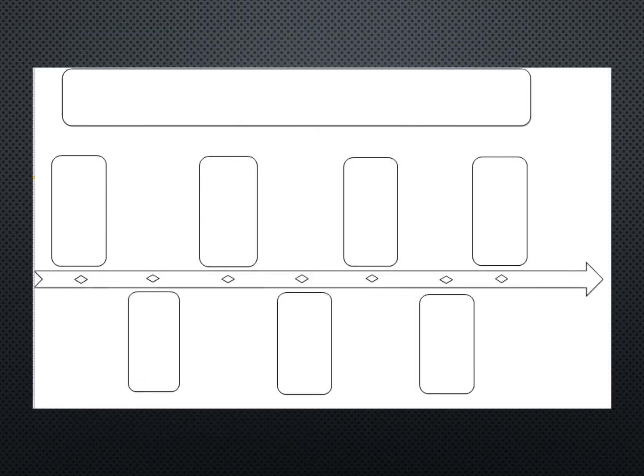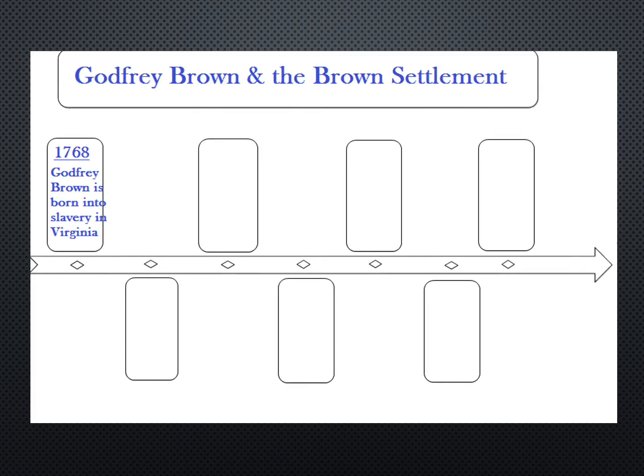So here we are with our timeline. Go ahead and fill in the title with Godfrey Brown and the Brown Settlement. And I want somebody to raise their hand and say, what do you think is the first date and description of that first date we're going to use on this timeline? Right, the first date is 1768. And in 1768, Godfrey Brown was born into slavery in Virginia.